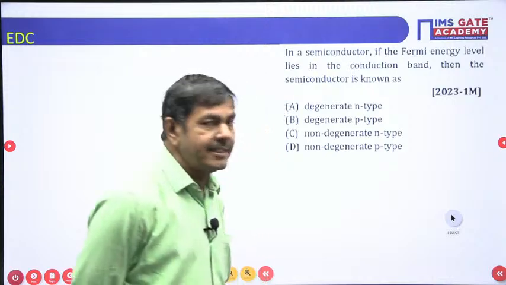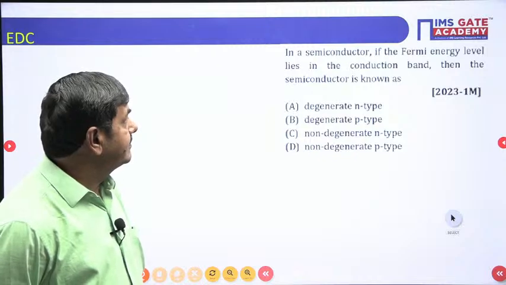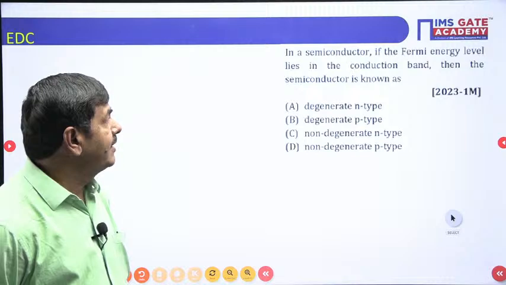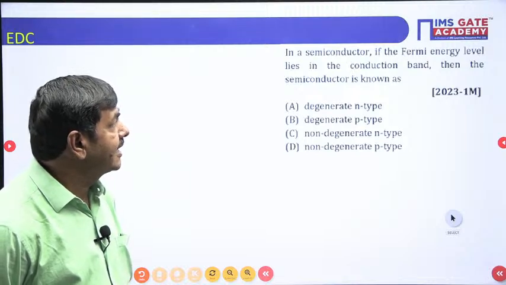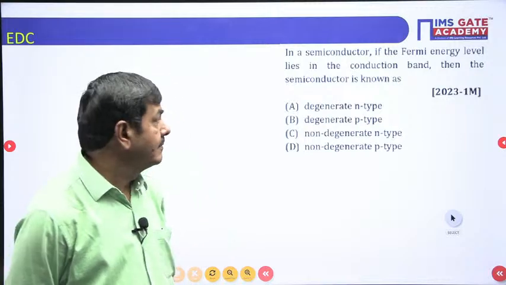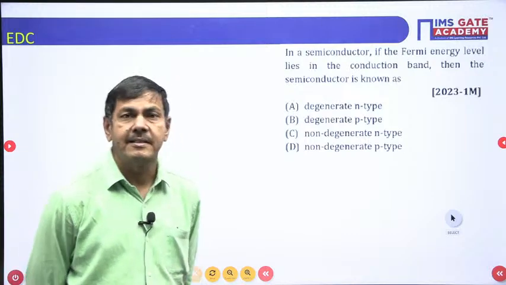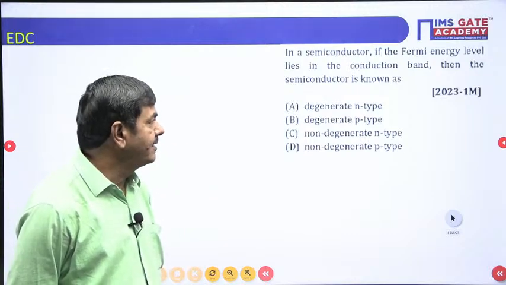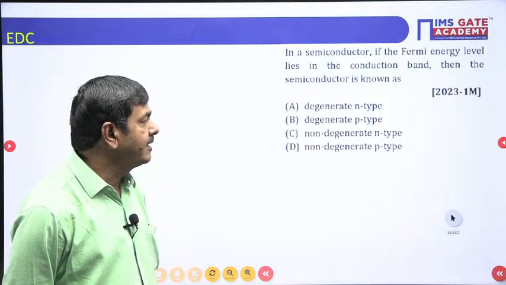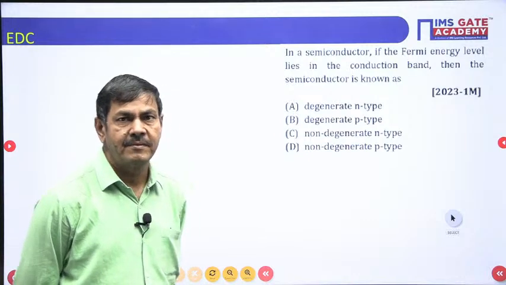GATE 2023, given for 1 mark. What is given in a semiconductor? If the Fermi energy level lies in the conduction band, then the semiconductor is known as: four options are given. Option A, degenerate N-type. Option B, degenerate P-type. Option C, non-degenerate N-type. D, non-degenerate P-type. Which option is correct?